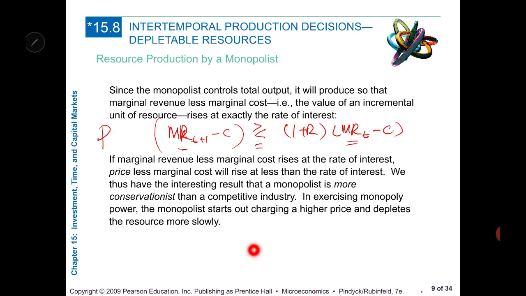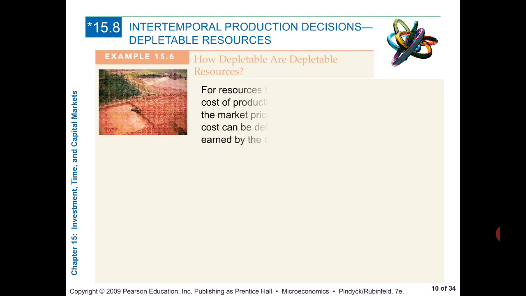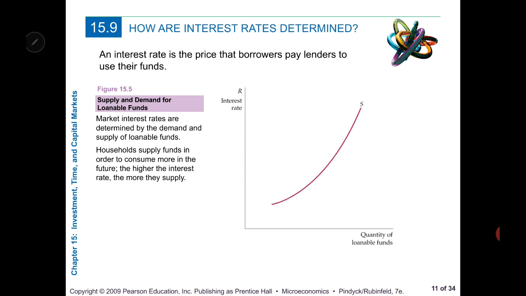And in monopolies, P is larger than MR. Okay, so the interesting result is that a monopolist will end up more often not extracting now, because MR is always less than P. And it also charges a higher price and depletes the resources more slowly. You can work out the formula, because MR is less than P. Okay, 15.9 is for your reading, and that's all for this chapter. Thank you very much. Okay.